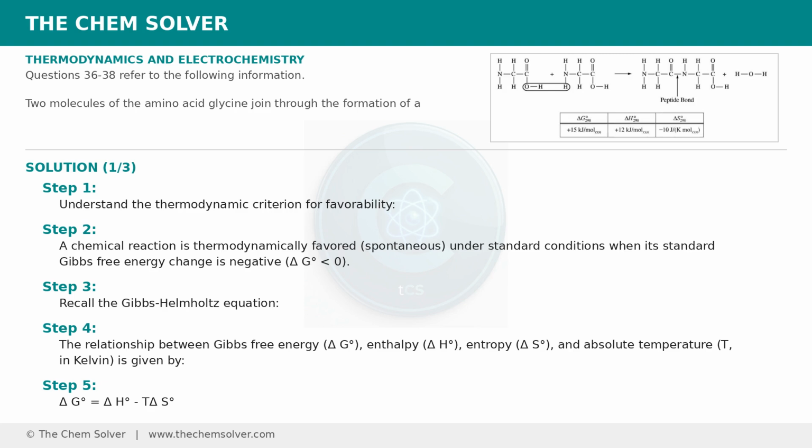Recall the Gibbs-Helmholtz equation. The relationship between Gibbs free energy, delta G degrees, enthalpy, delta H degrees, entropy, delta S degrees, and absolute temperature, T, in Kelvin, is given by delta G degrees equals delta H degrees minus T delta S degrees.